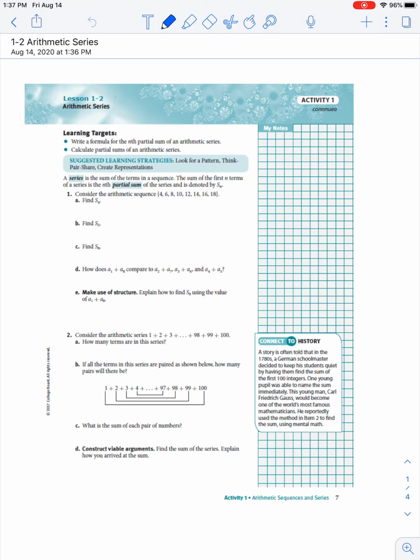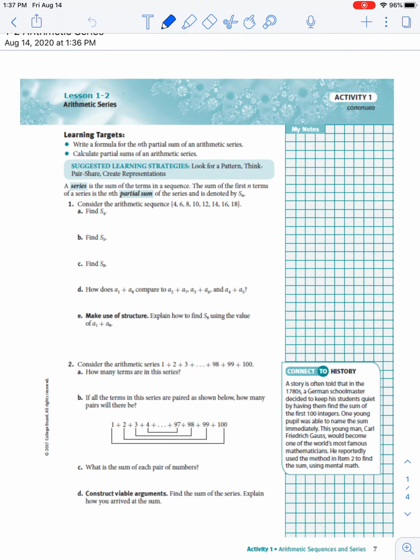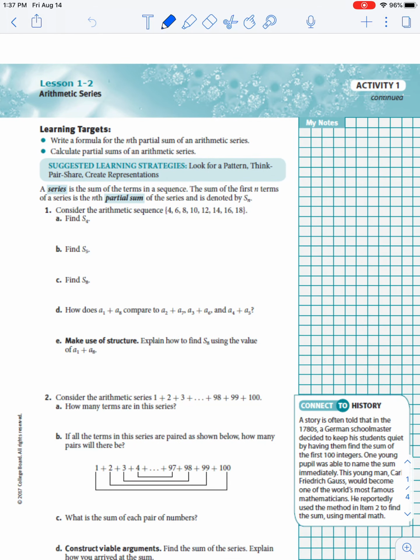Hello and welcome back. We are here for lesson 1-2, which is arithmetic series today. Our learning targets are, number 1, we want to write a formula for the nth partial sum of an arithmetic series. And number 2, calculate partial sums of an arithmetic series. It sounds harder than it is, I promise.